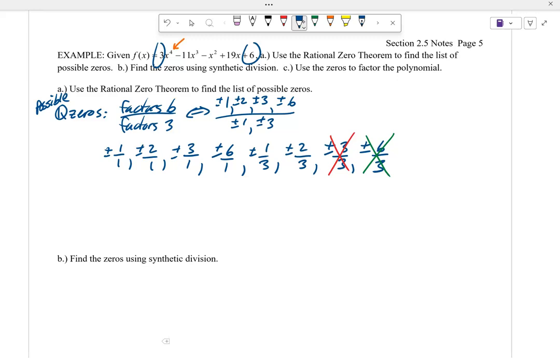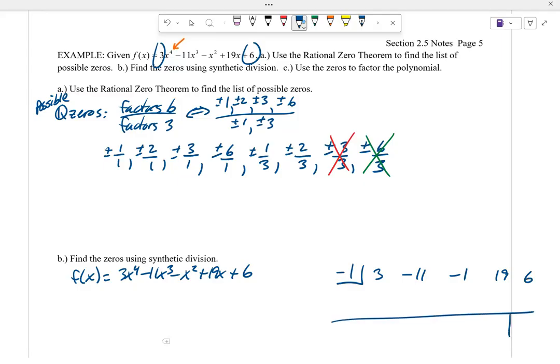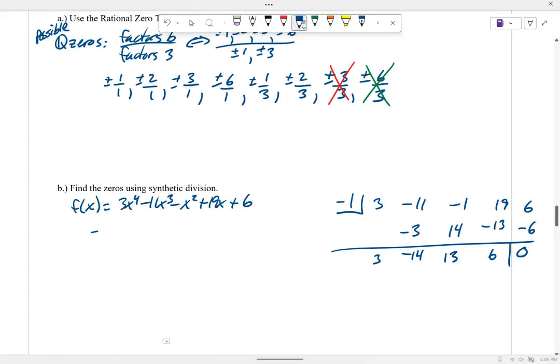Let's start out with our polynomial here, 3x to the 4th minus 11x cubed minus x squared plus 19x plus 6. Let's try the negative 1. Does it hit at negative 1? 3, negative 11, negative 1, 19, and 6. Hey, we got lucky. No remainder. So negative 1 is a 0. That means x minus negative 1 is a factor. It is a factor.